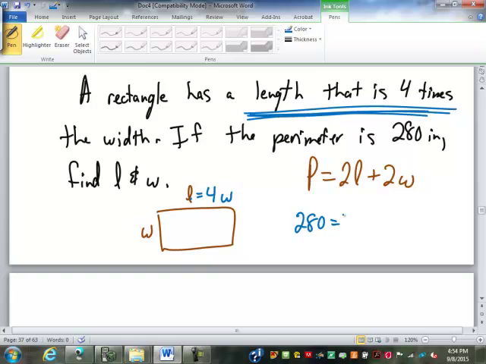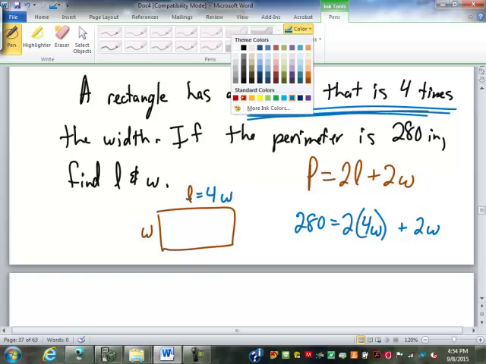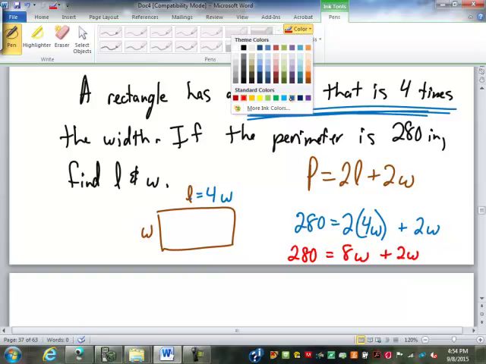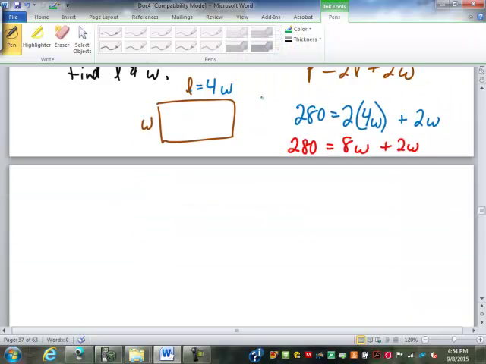So when we plug this in, 2 times L becomes 2 times 4W plus 2W. Then what? Well, 2 times 4W becomes 8W. And we still have the plus 2W. And then 280 equals 8W plus 2W, which is 10W.